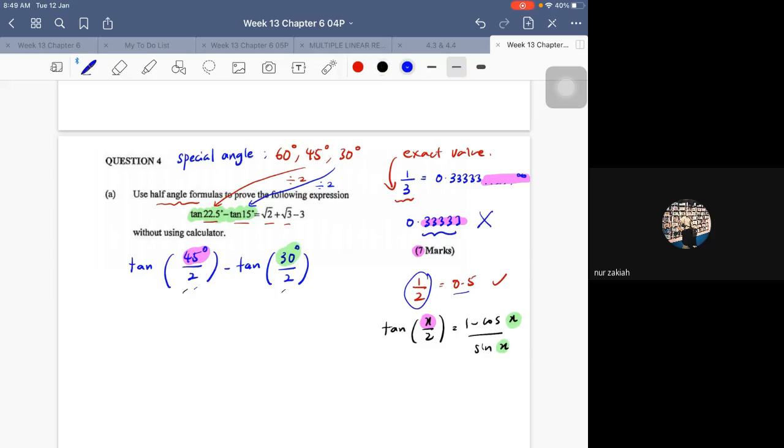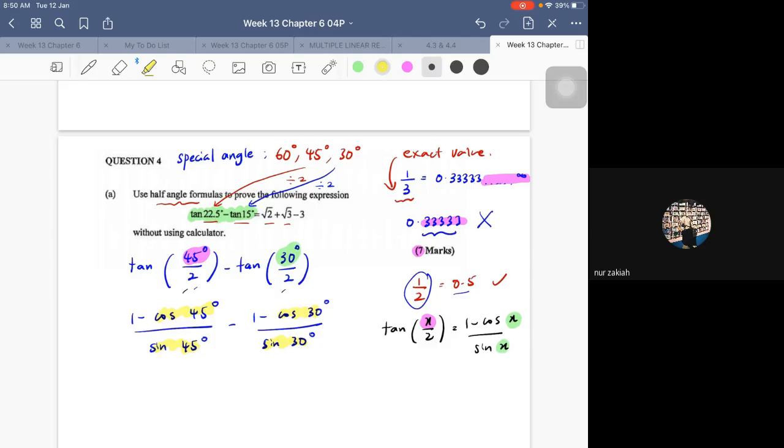So now I'm going to start the substitution. So tangent 45 degree per 2 adalah bersamaan dengan 1 tolak cos 45 degree bahagi dengan sin 45 degree. So that is going to be the outcome. And on this side, tangent 30 degree per 2, dia adalah bersamaan 1 tolak cos 30 degree, bahagi dengan sin 30 degree. So that will be the outcome. Okay. And sekarang kita settle lagi ni. So next what we're going to do adalah kita akan ganti nilai. So apa dia nilai cos 45, apa nilai sin 45, cos 30 and also sin 30 degree.